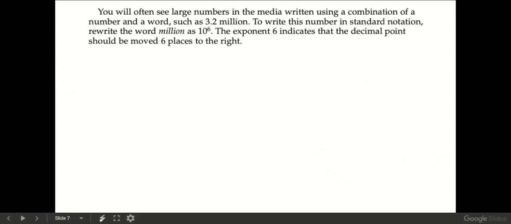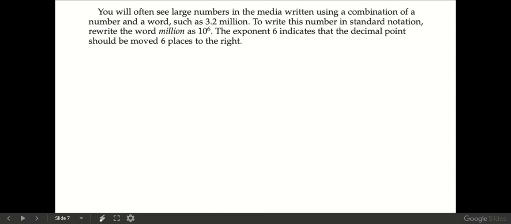You're often going to see very large numbers in the media written using a combination of a number and a word, such as 3.2 million. To write this number in standard notation, you would rewrite the word million as 10 to the sixth power. The exponent 6 indicates that the decimal point should be moved 6 places to the right.